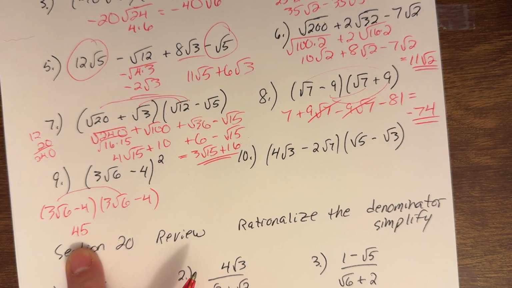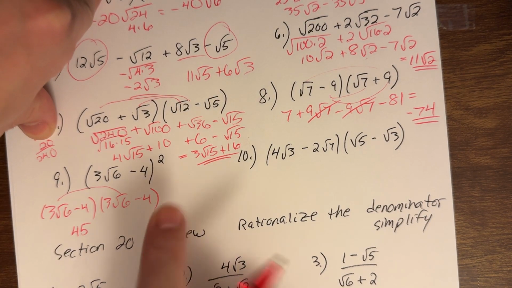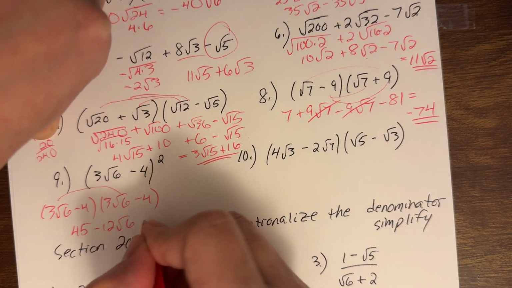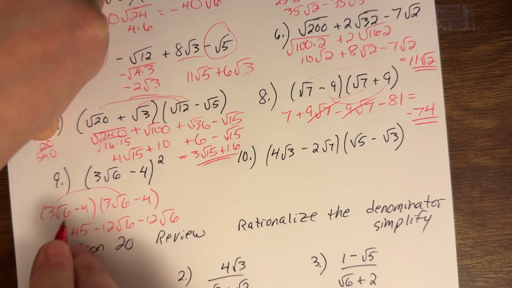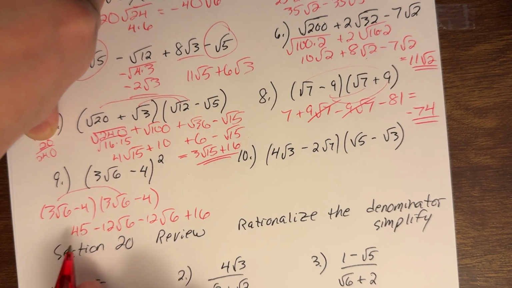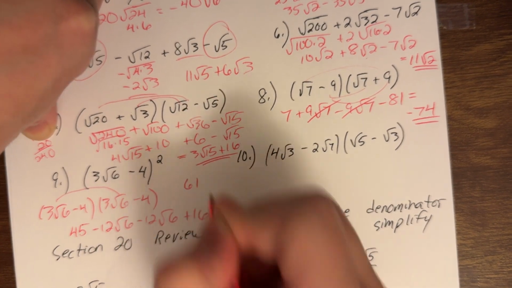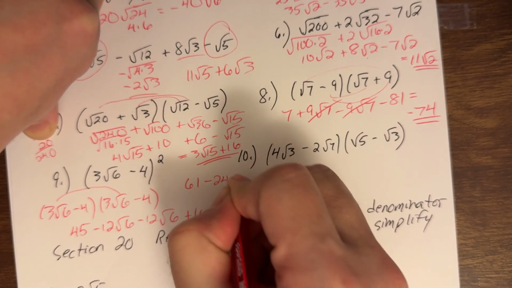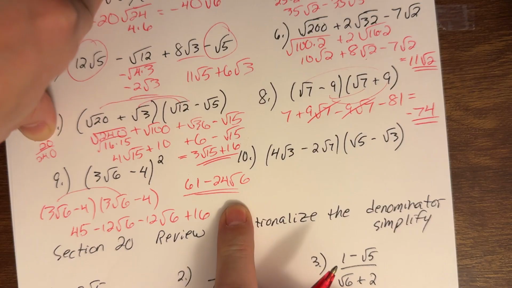No problem in doing a couple of steps to get there, folks. Again, this is the review. I'm kind of just jumping along, but make sure you're doing what you need to. 3 radical 6 times minus 4 is minus 12 radical 6. Here I got another minus 12 radical 6. And I got a 16. 45 plus 16 is 61. And these two combine to minus 24 radical 6.